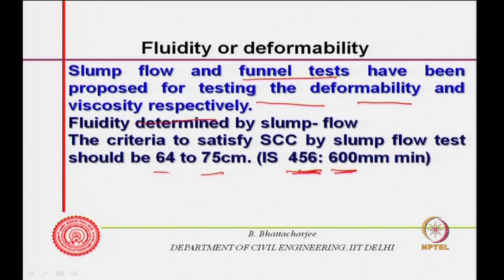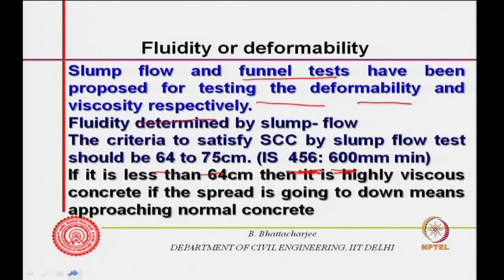IS 456 says minimum it should be 60 centimeter or 600 millimeter to define it as self compacting. So, minimum for self compacting concrete is given. But if it is less than 64 centimeter, then it is highly viscous concrete, and if the spread is lower down, that means approaching normal concrete. So, spread should be sufficiently large.